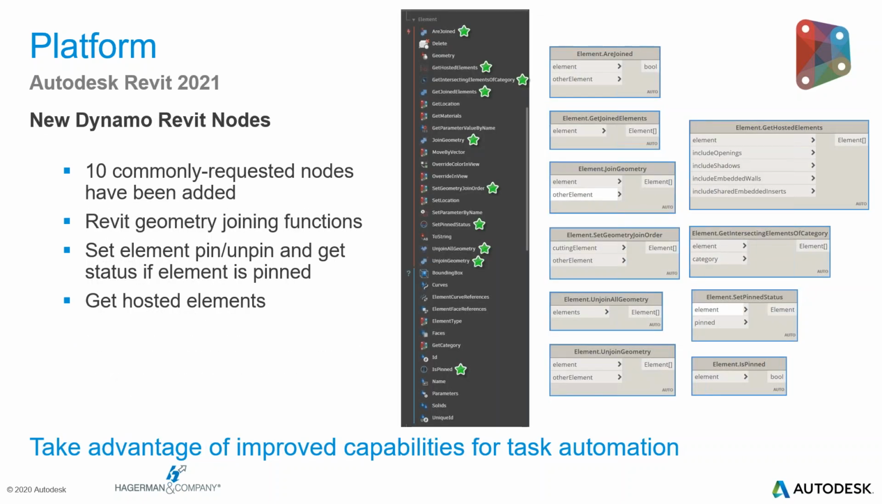In Revit 2021, 10 new Dynamo Revit nodes have been added to support the most commonly requested conditions for geometry joining, pinning and unpinning, and hosting of Revit elements. These nodes will help users work more productively through Dynamo-driven task automation.